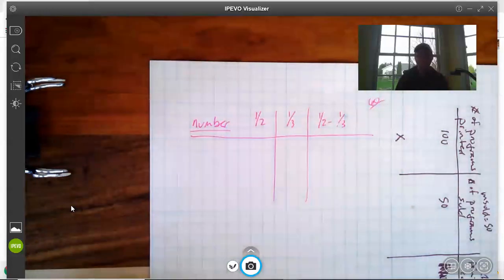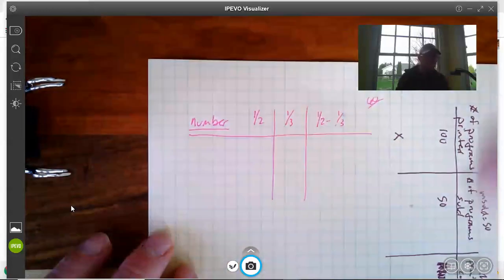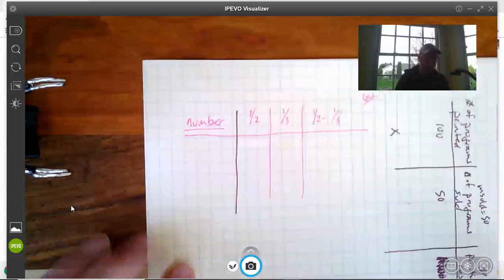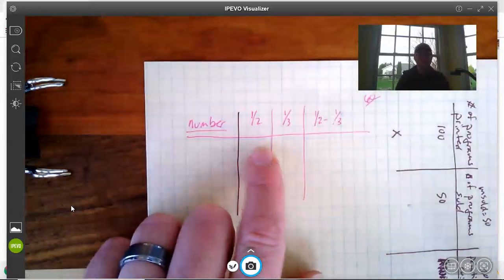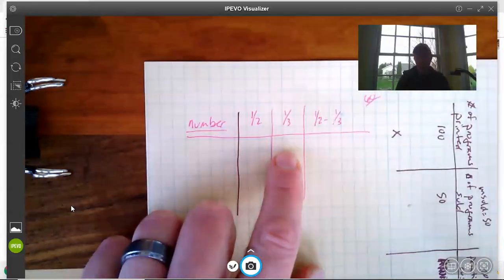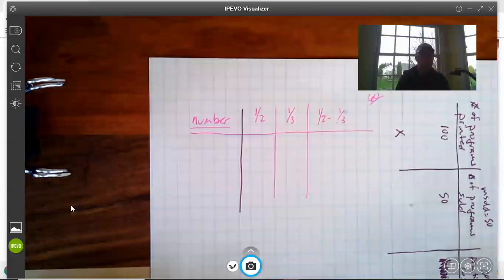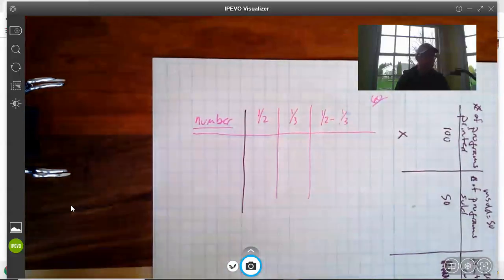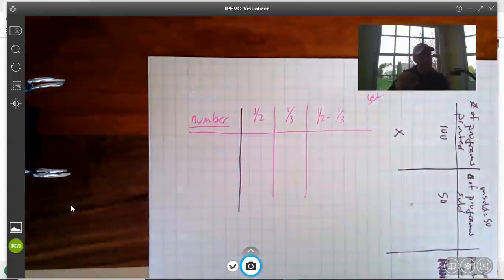Okay, it's a little number puzzle here. We've got a number, and we're told that if we subtract 1/2 of the number minus 1/3 of the number, then the result will be 60. So what's the number? So we could guess, for example, and we're just going to guess and check table.